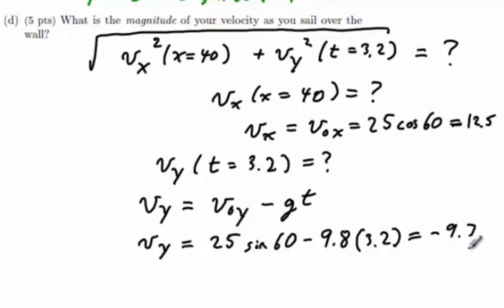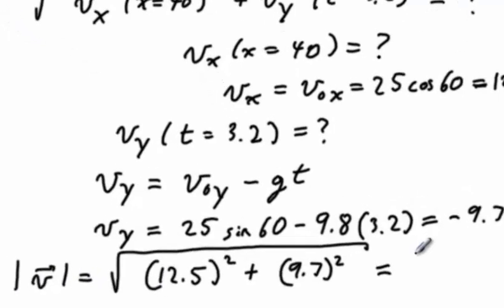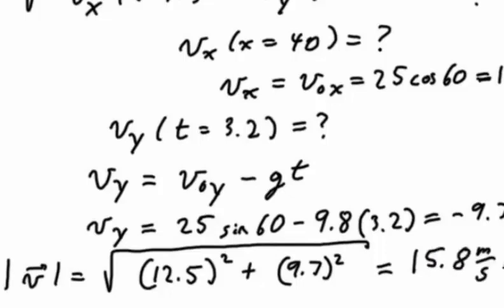Plugging both the Vx at the moment in question and the Vy into the square root expression will yield us the final answer that the magnitude of the velocity at this moment is equal to 15.8 meters per second. You'll be going even faster than this when you hit the ground, and so once again, it's a good thing you're an ogre.